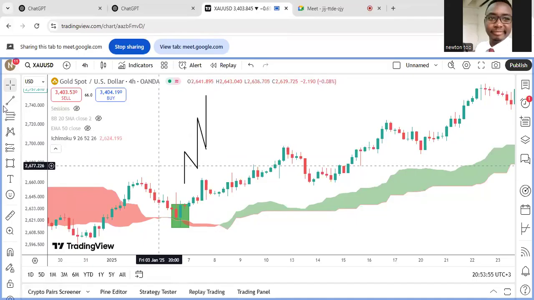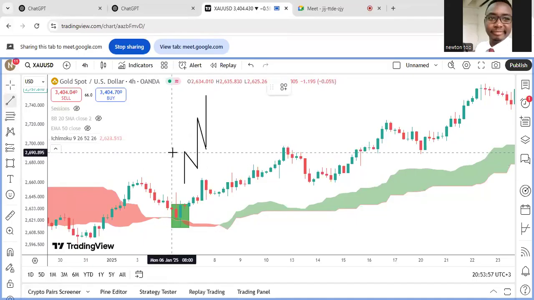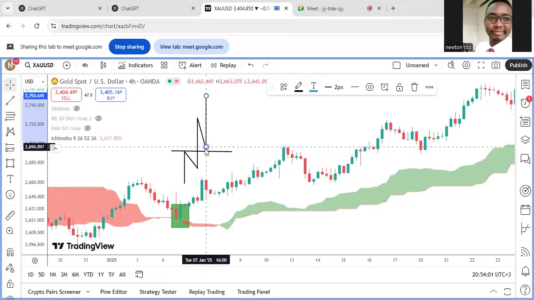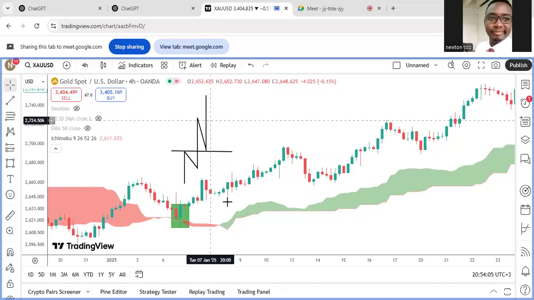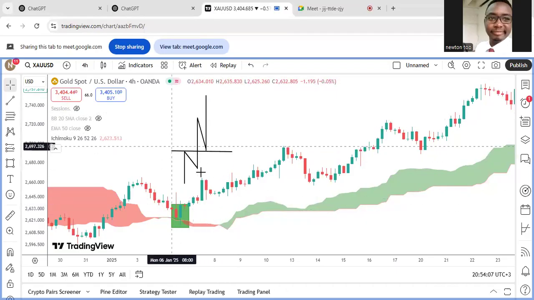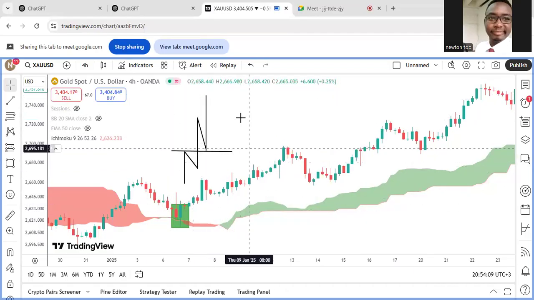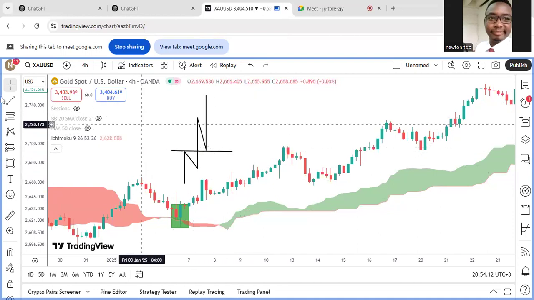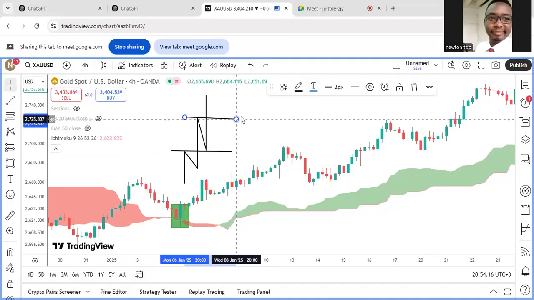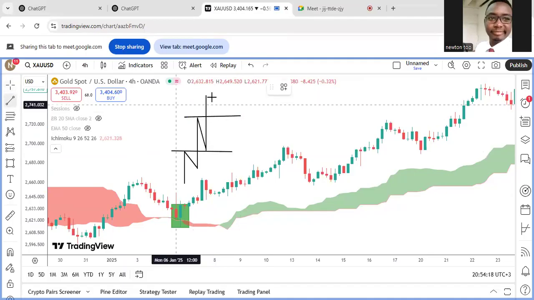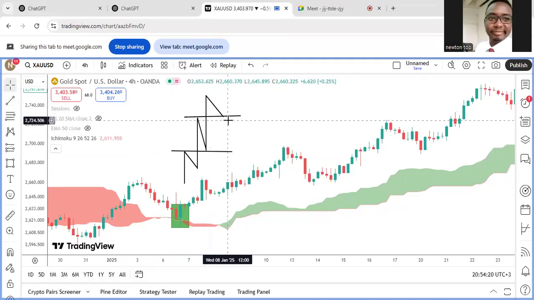The reason I'm telling you that, guys, is that you can take advantage of this one: breakout and retest. So long as the price is above the cloud, you can be waiting to trade the breakout and retest on this region. Like this one, if the market breaks the cloud like this, wait to buy again.